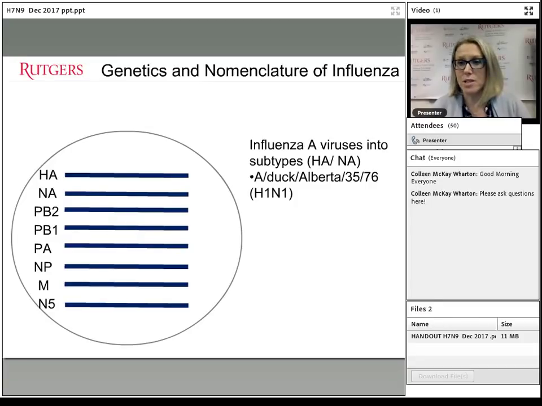However, that's not exactly how the virus is named. The virus is named with the information that you can see here on the slide. And so it's the A, which is the type of virus. Duck stands for where it was isolated from, which species. Alberta is the location, and then the year and a few other things. And so you'll see this notation specified a lot, and each virus isolate will have a different specific name. And so when you're looking at H7N9, you have many different specific strains of the virus.